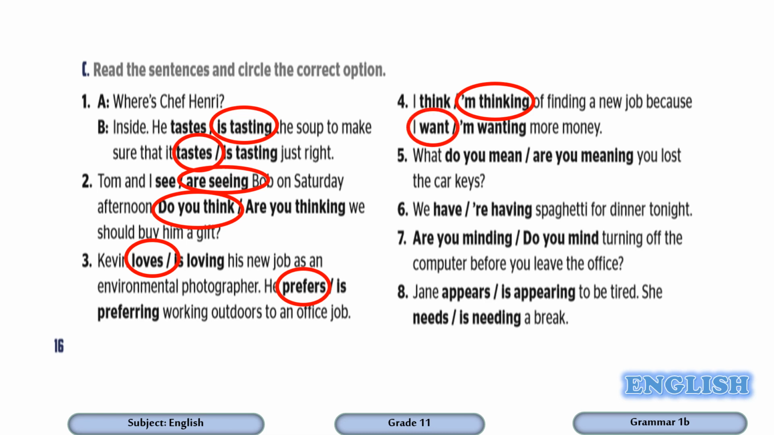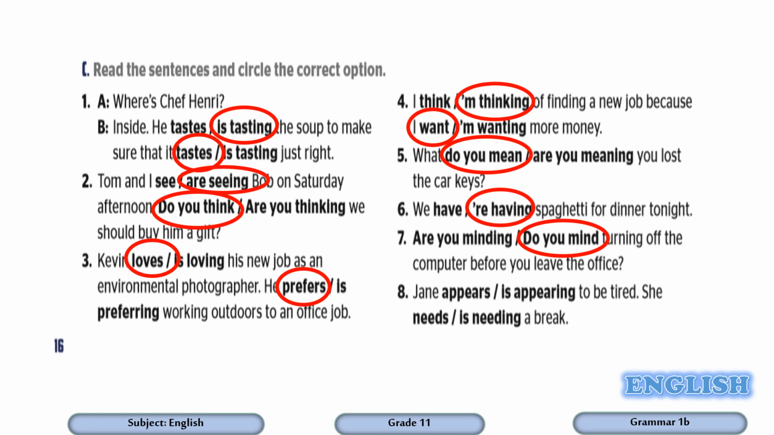Number 5, what do you mean or are you meaning? Have you ever heard someone saying, what are you meaning? No way. So what do you mean? It's a state verb used in the present simple. What do you mean you lost the car keys? We have or we are having spaghetti. Wow, spaghetti, that's food. So we are eating right now. It's an action verb. We are having spaghetti for dinner tonight. Are you minding or do you mind? I'm asking here. It's a polite request. So we always say for polite request, do you mind turning off the computer before you leave the office?